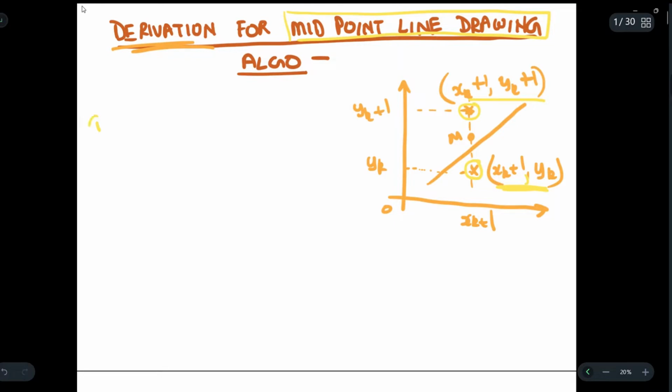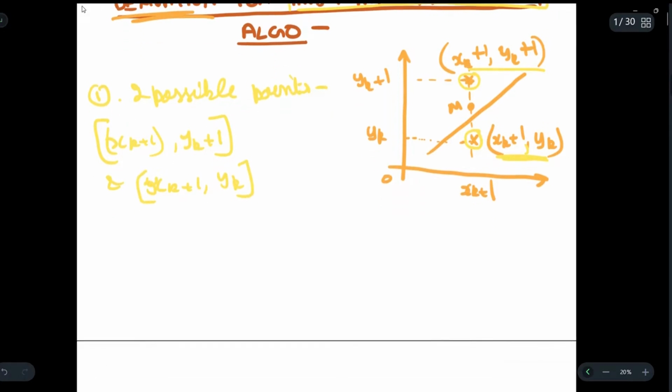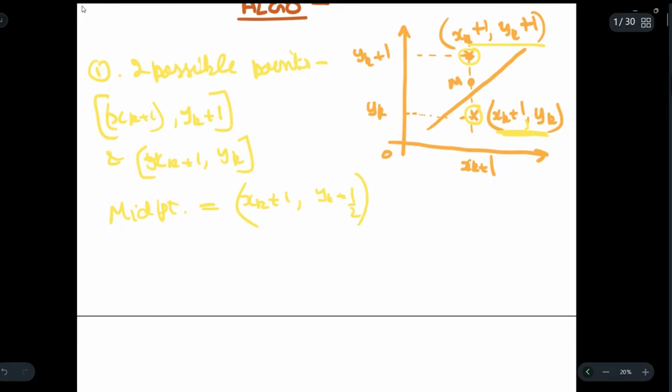So first of all we will write the midpoint of the two possible next points. The two possible points are xk plus 1 comma yk plus 1, and the other point is xk plus 1 comma yk. So these are the 2 points. Now we will find their midpoint. The midpoint of these 2 points will be equal to xk plus 1 comma yk plus half. So this is the midpoint of these 2 points.